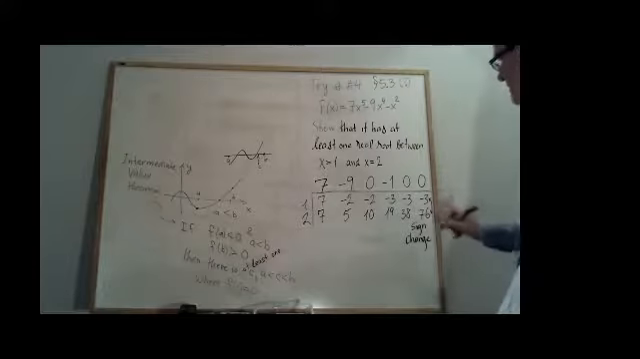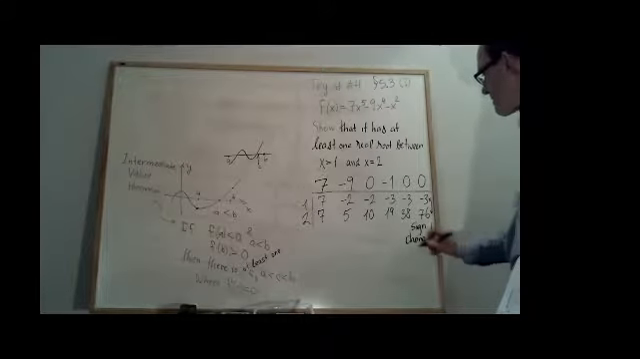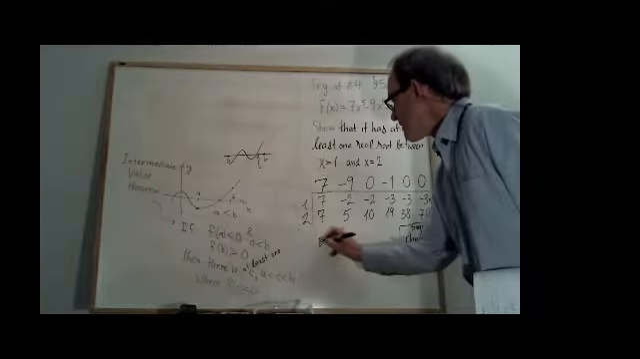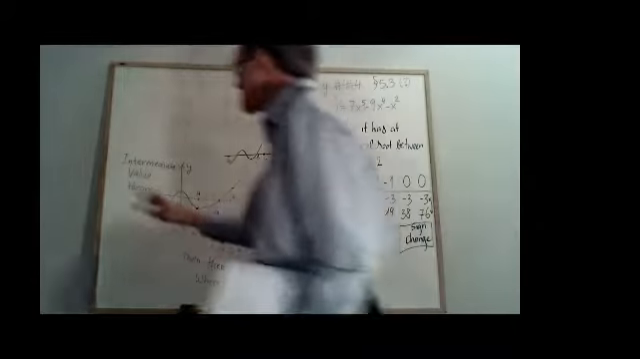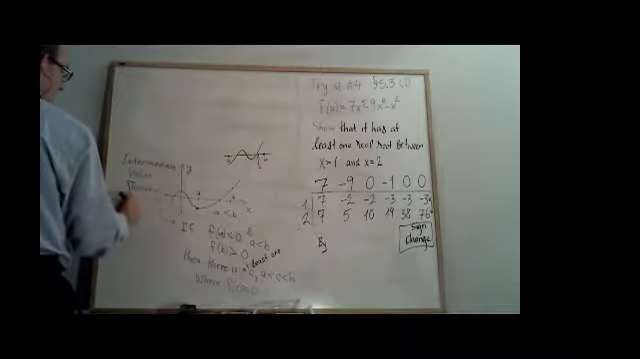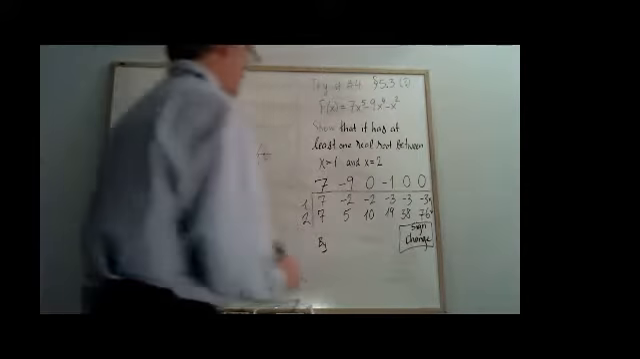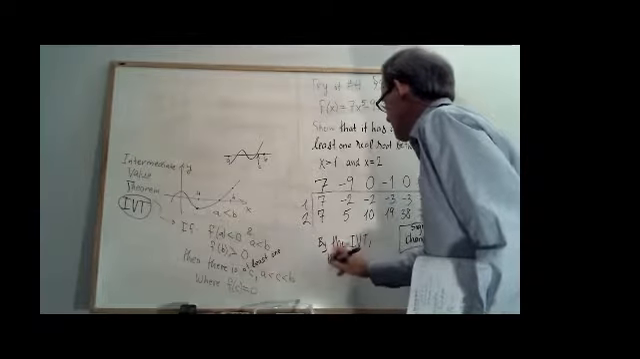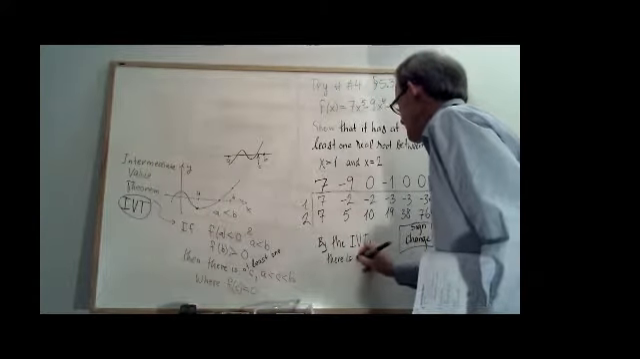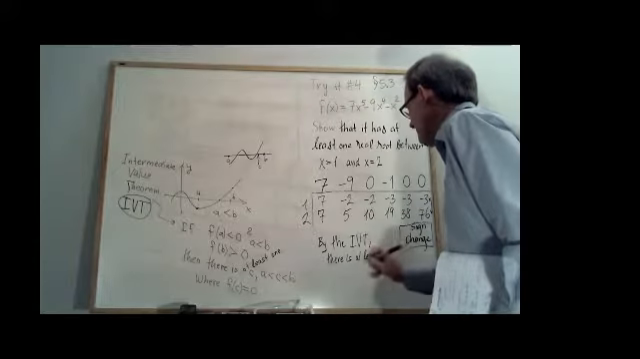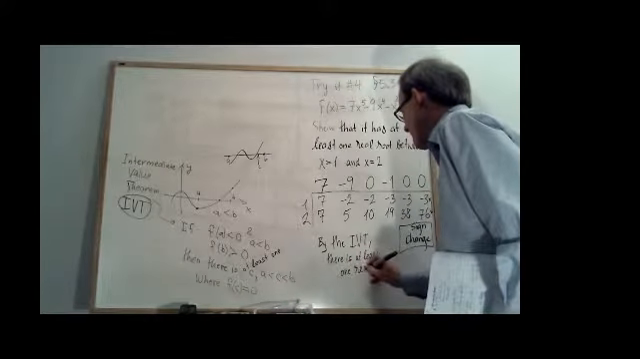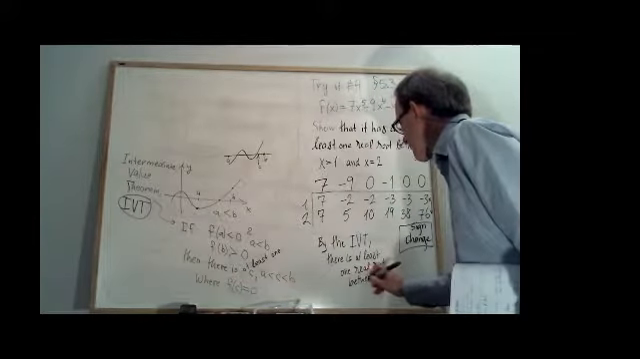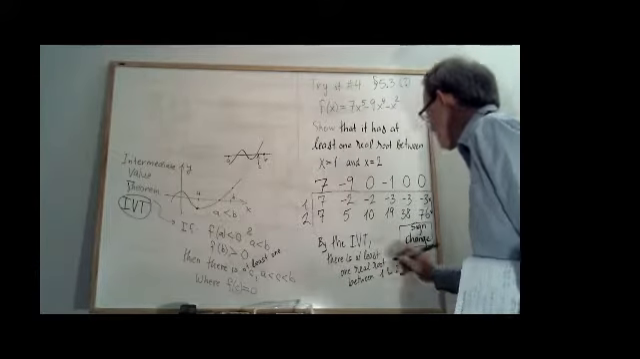I like to show that with a little arrow here. You can see the sign changes. So by the intermediate value theorem, which I'll label IVT, there is at least one real root between 1 and 2. We're done.